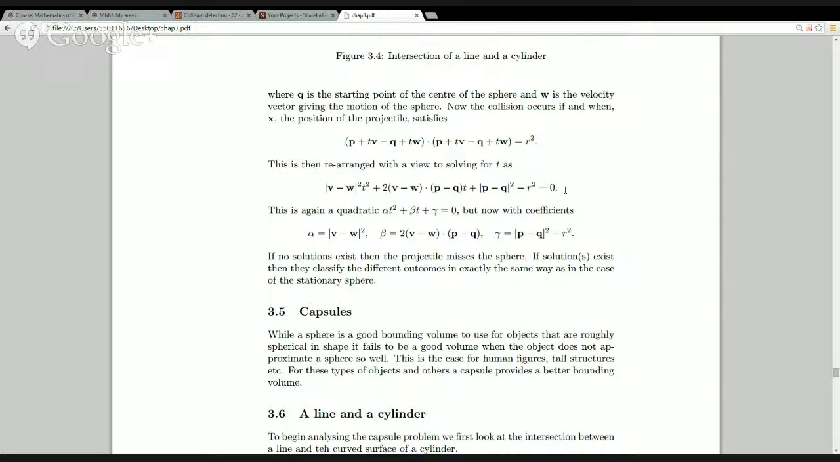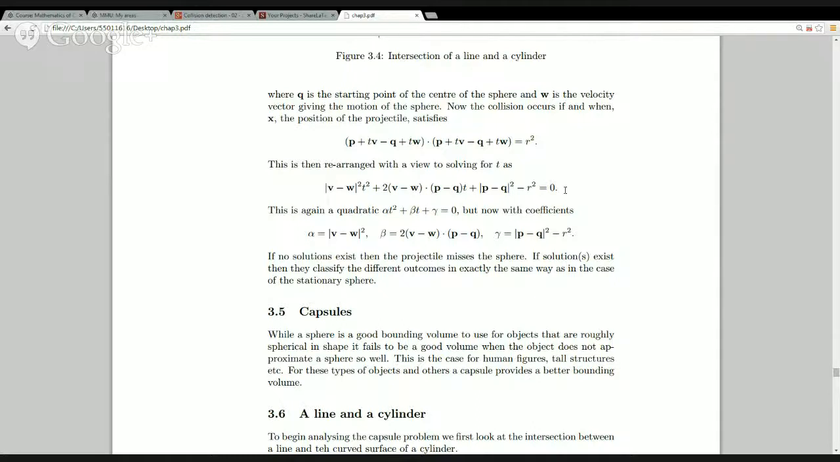Okay, so it's the relative velocity of the projectile relative to the sphere, v minus w. And you see v minus w again occurring in the coefficient of t, and that product is being taken with p minus q. And what's p minus q? p minus q is the relative position, the starting point of the projectile relative to the starting point. So everything is just made relative.